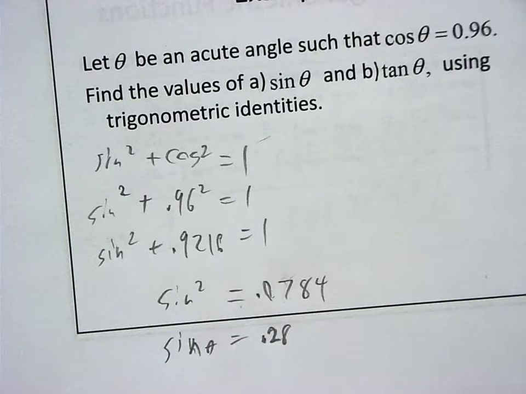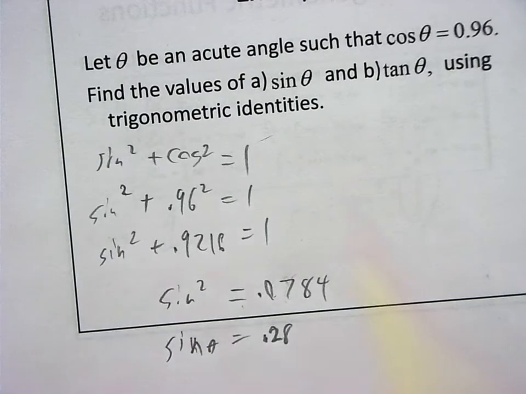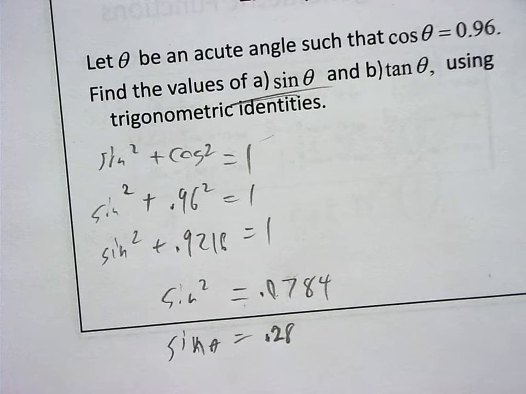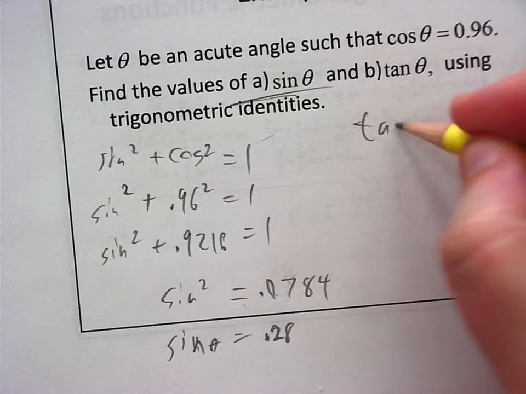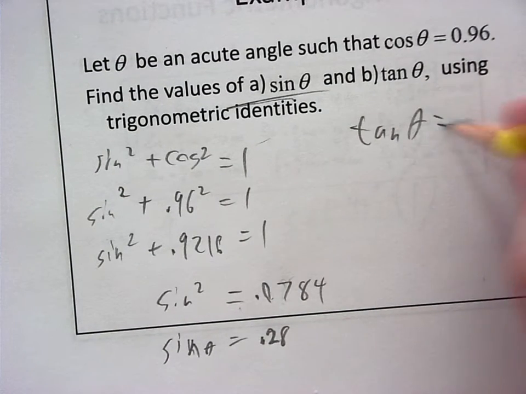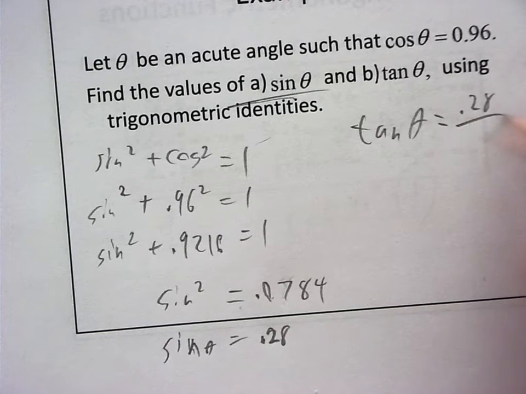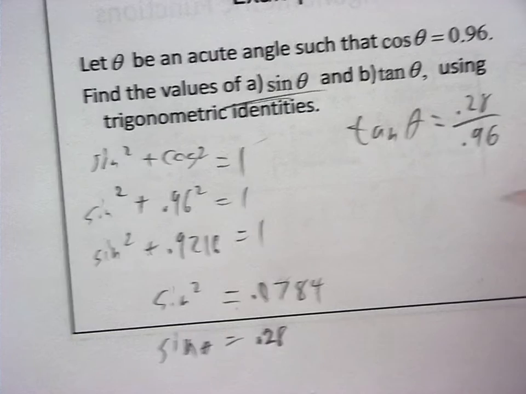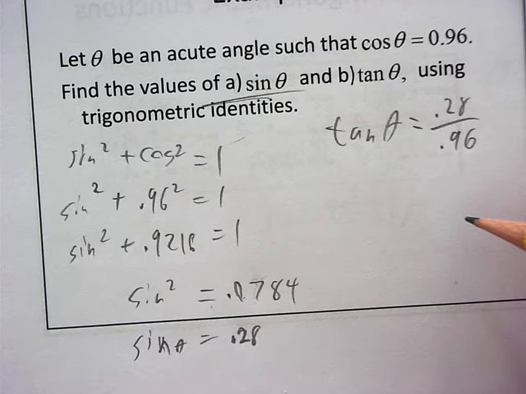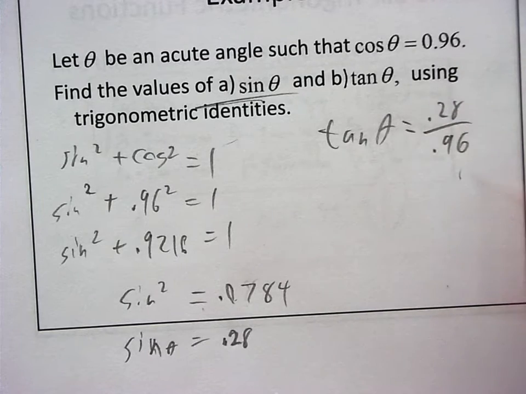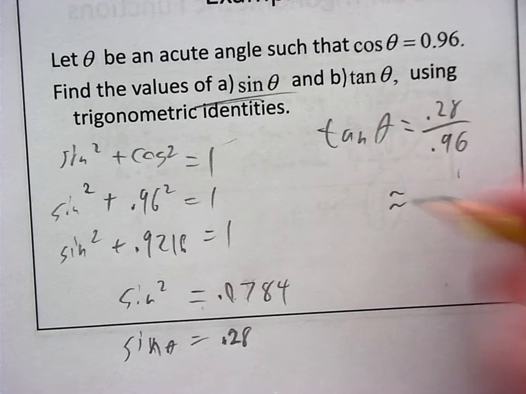Then what would I do with that next? So we answered A. How do I do tangent of theta? Sine over cosine. So 0.28 over 0.96. No, that's cosine. Sine is 0.28, cosine is 0.96. Punch it in, you get what?